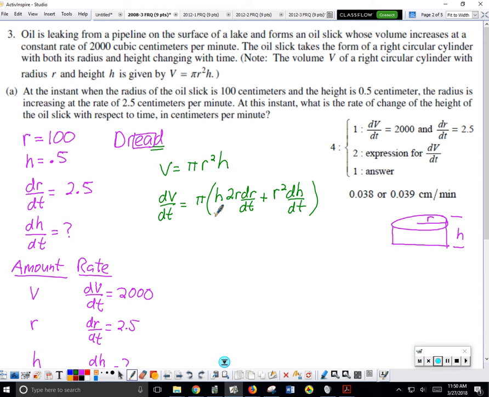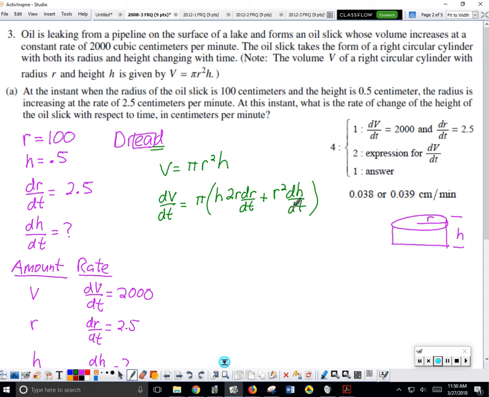All right, so I got to here. Hey, habit: when you're doing the AP test, do some work, then reread. That way you don't end up answering the wrong question or forgetting to answer something. So just go back and read it again. At the instant when the radius of the slick is 100, I got that. The height is 0.5, and the radius is increasing at 2, I got that. At this instant, what is the rate of change of the height? So they want me to solve for dH/dt.